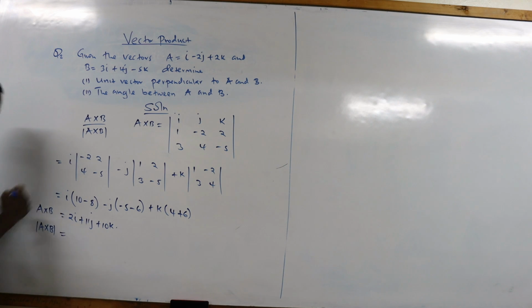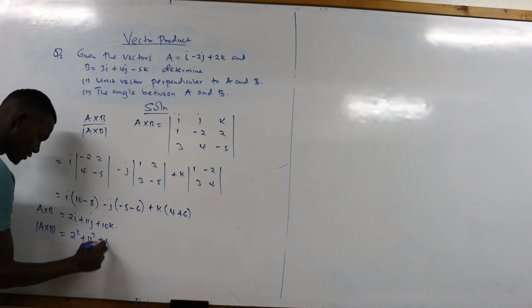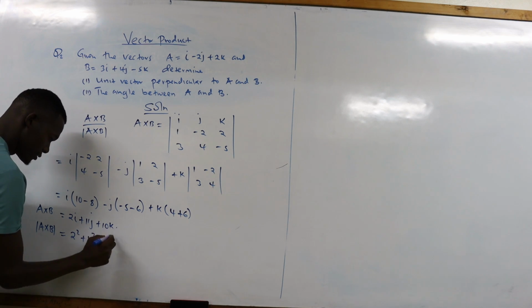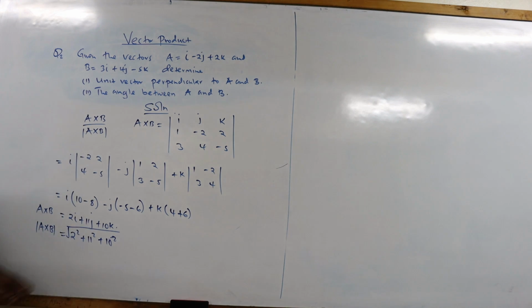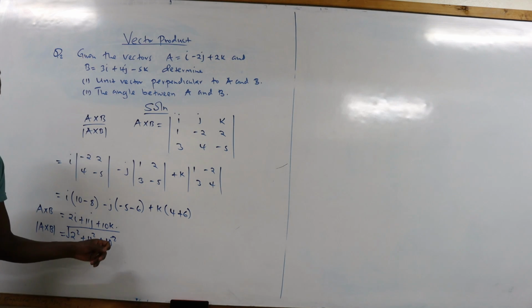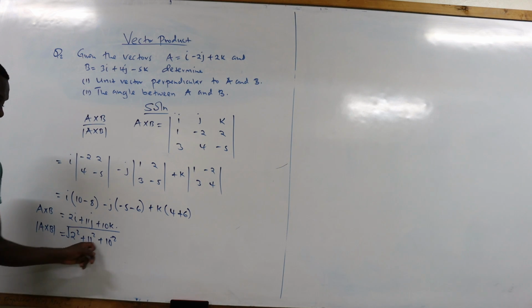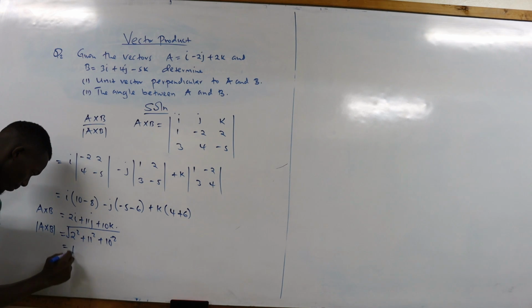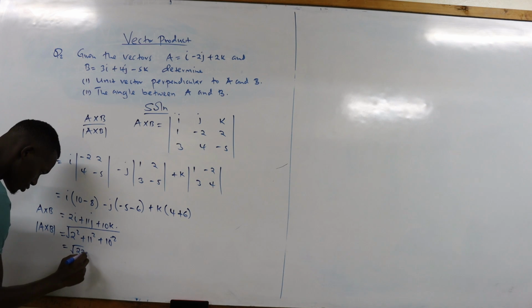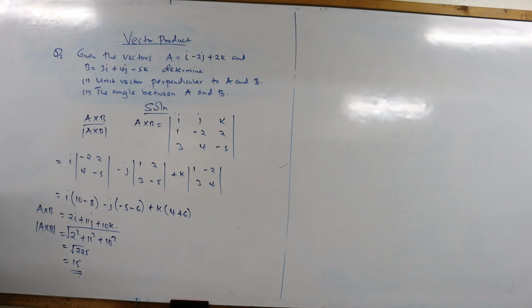Then we get the magnitude of that, which is given by the square root of 2 squared plus 11 squared plus 10 squared. This one is 121. This one is 100. So it gives you 4 plus 121 plus 100, which is 225. And what is the root of 225? That should give us 15.